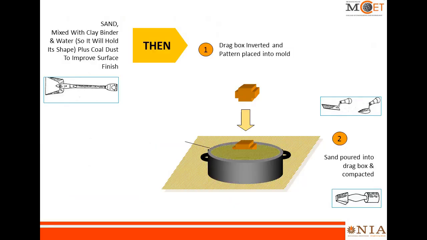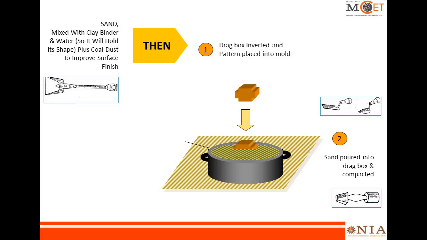Okay. And this is the process flow, how the sand casting process is actually done. First is mixing of sand, using a shovel. The sand is mixed with the clay and binder, and the coal dust is also mixed. The coal dust is used to improve surface finish.